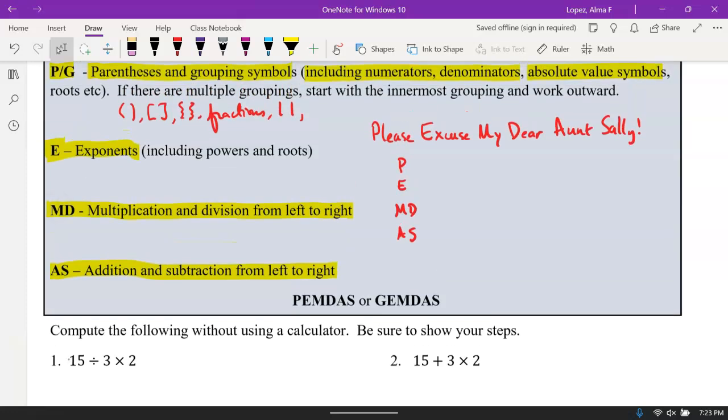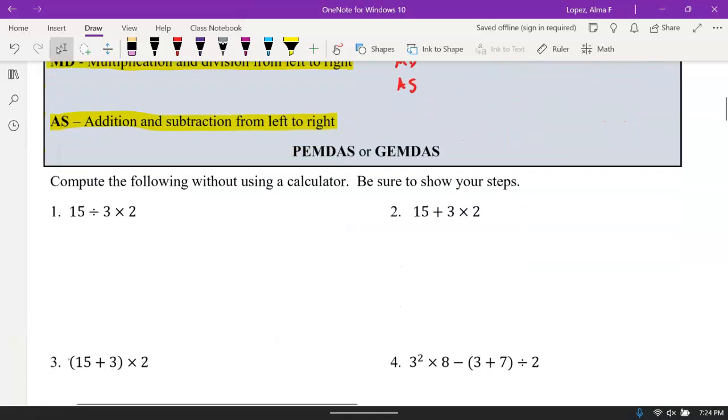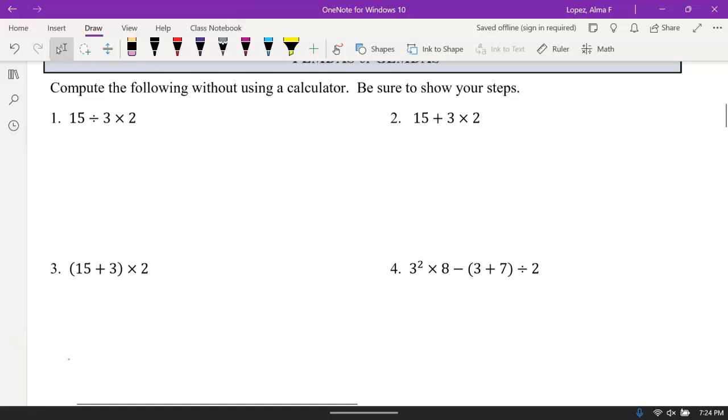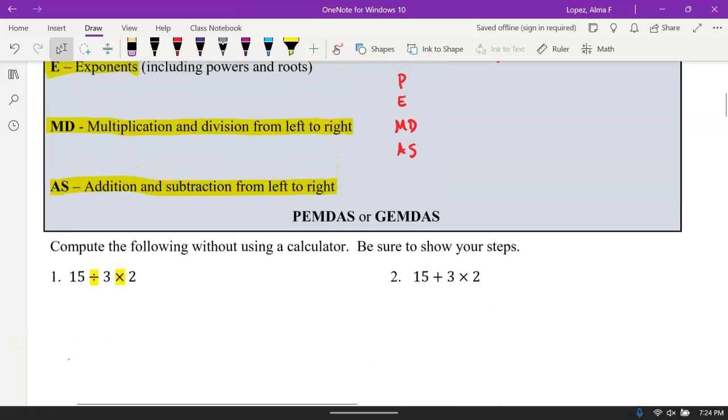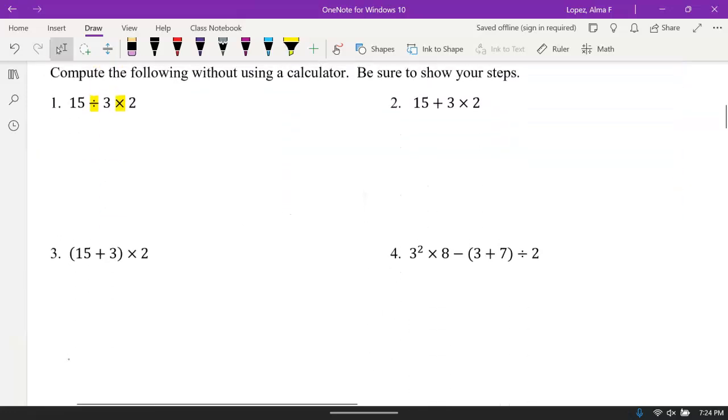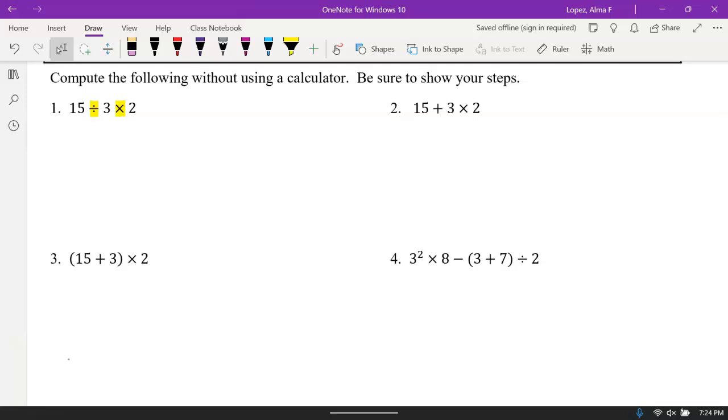The very first thing we'll approach is our P, any kind of grouping symbols. E, the exponents, will be taken care of second, multiplication and division third, and addition and subtraction last, but from left to right as it exists. All right, on this first one we have only multiplication and division. Because they're in the same category, we just address it as we go from left to right. You don't have to do all multiplications first and all divisions second.